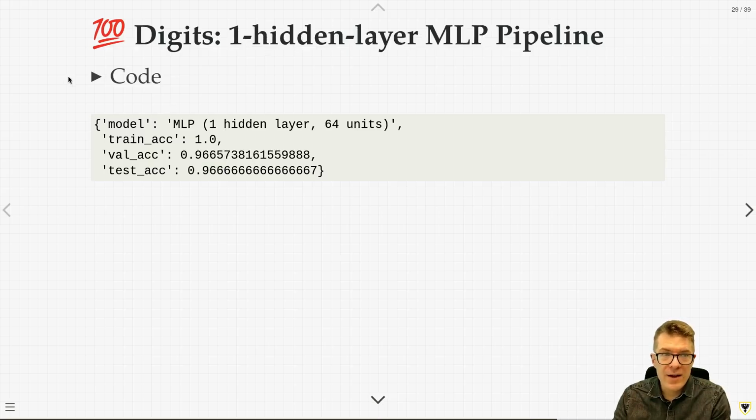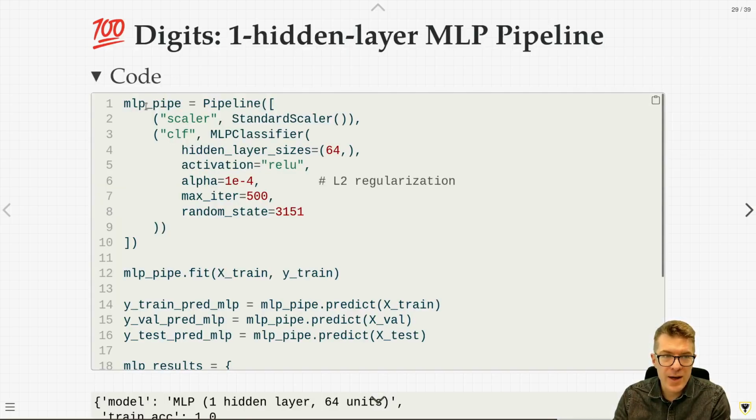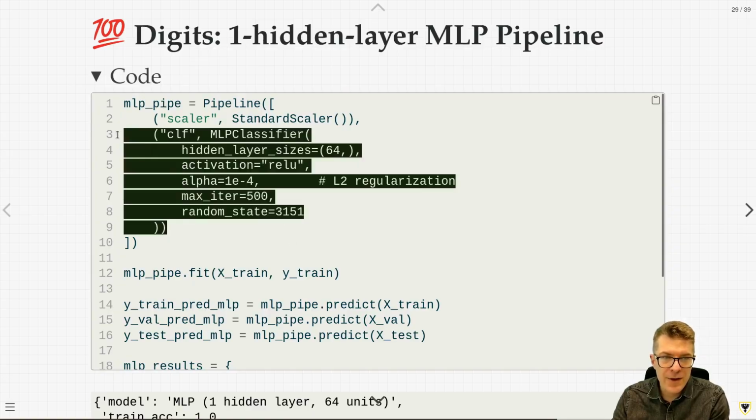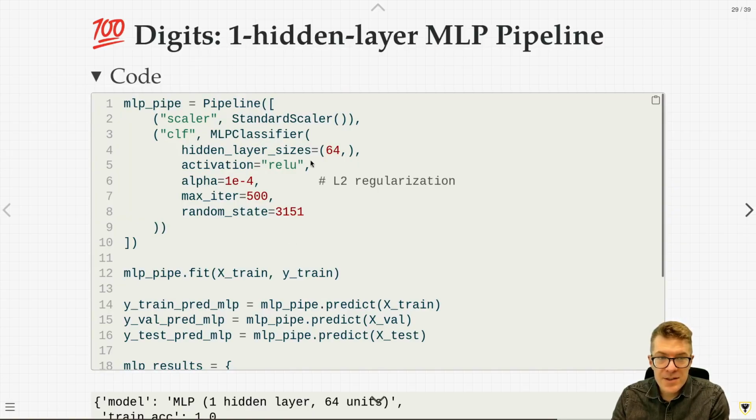Let's go to the one hidden layer MLP pipeline. Again, we're using a pipeline because we're being careful here. In this case, we're again using ReLU. We're going to use L2 regularization. We're going to see a little bit later how you can actually use L2 regularization in neural networks, but everything we mentioned previously with regards to regularization applies to neural networks as well, at least fundamentally. We're only going to do 500 iterations. We're going to have one hidden layer, and the hidden layer is going to have 64 units in it.